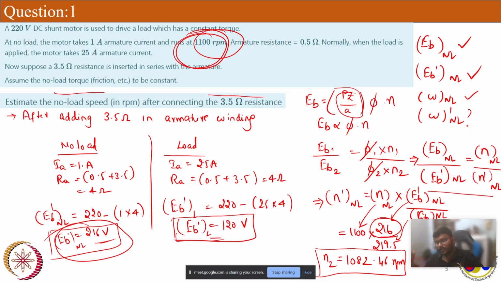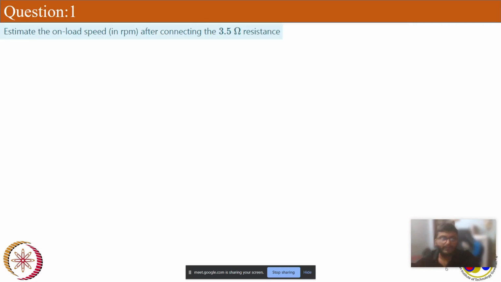We again use the same basic equation here. My EB is equals to PZ by A multiplied by phi multiplied by N. So yeah, from that relation only we got what would be the new speed whenever I change my armature resistance. Okay. Now the second question is, we have to estimate the on-load speed. So now we don't have to deal with no load parameters. Now we have to deal with the loaded condition. In the loaded condition, we have to calculate the speed. So I hope you know how to do it. You also try to solve it with me.